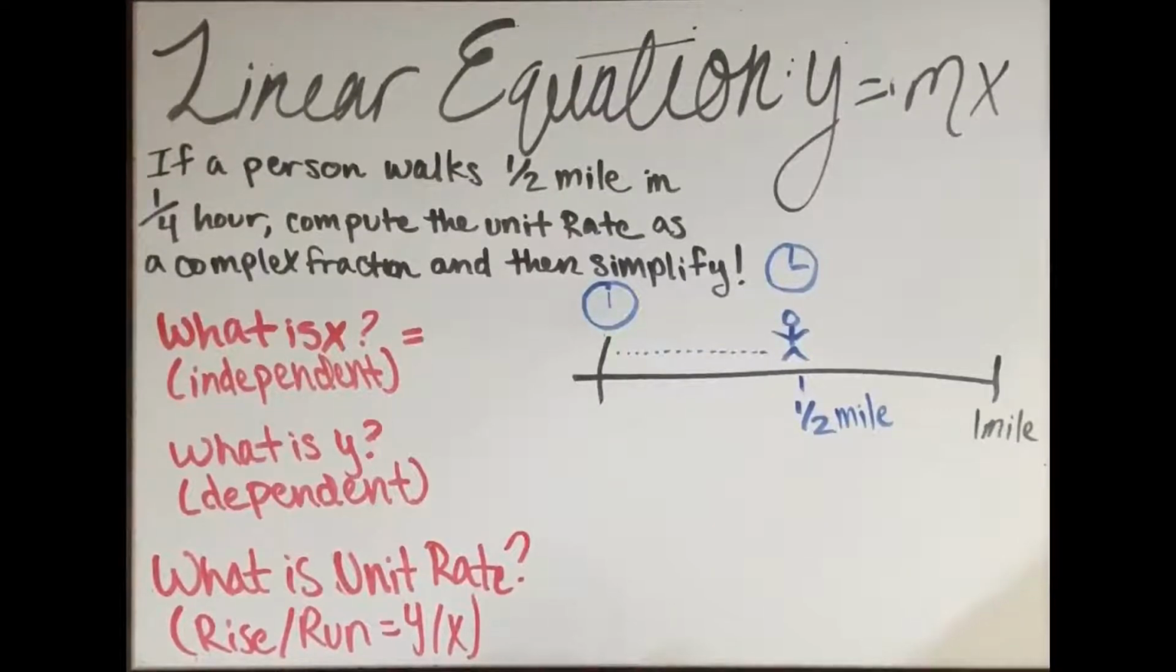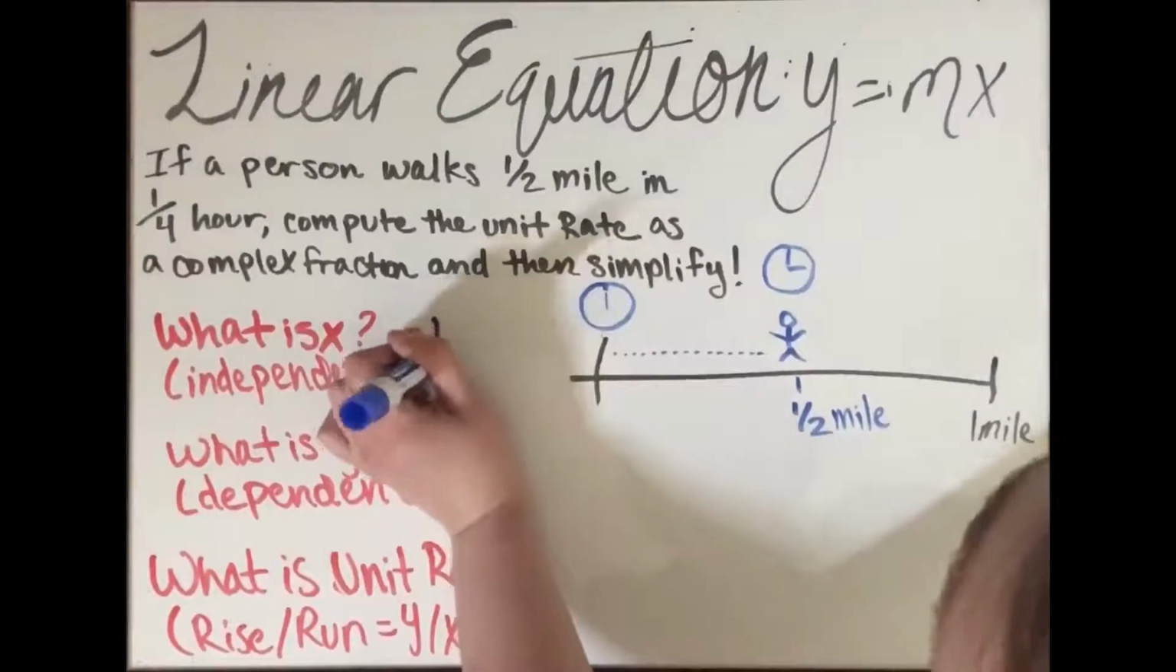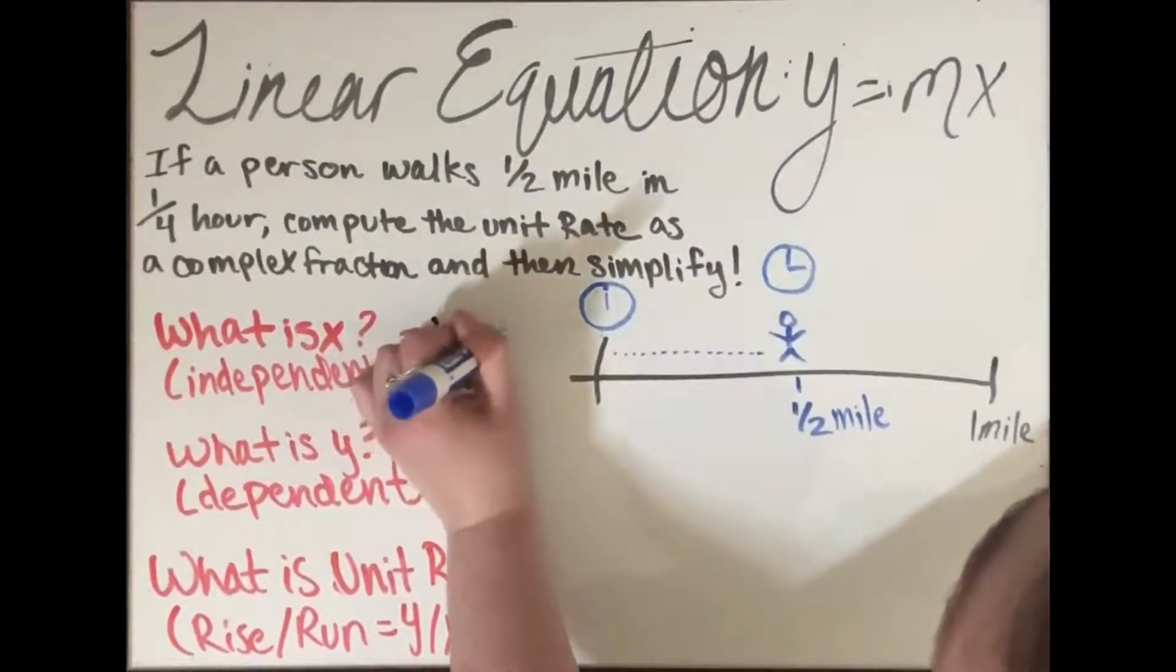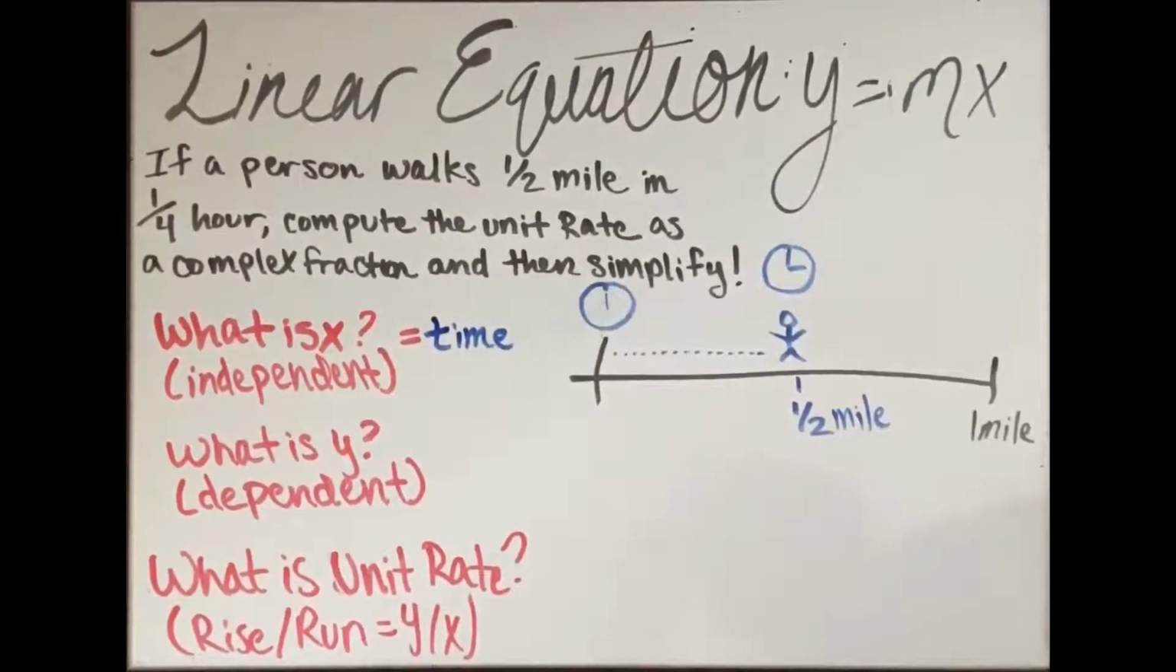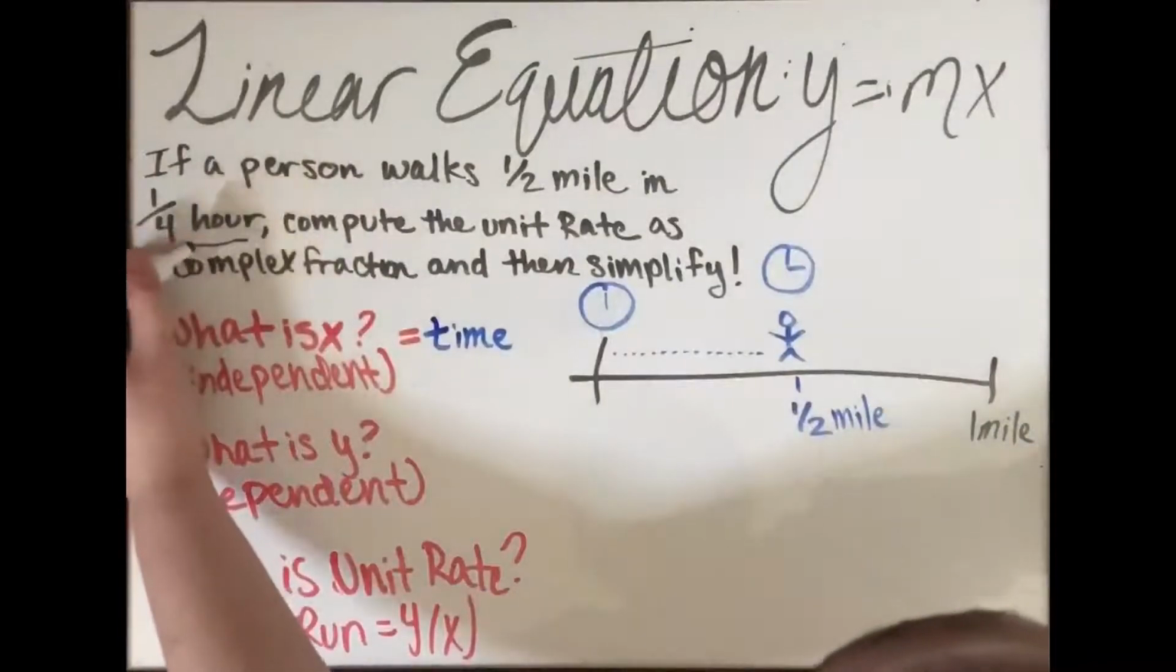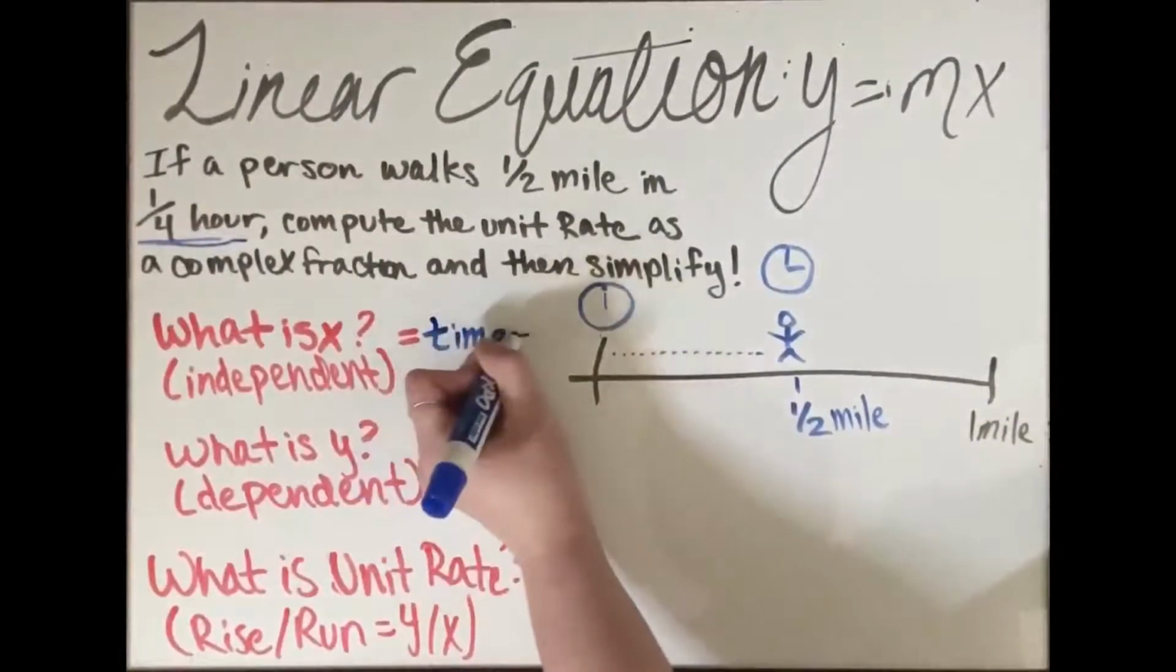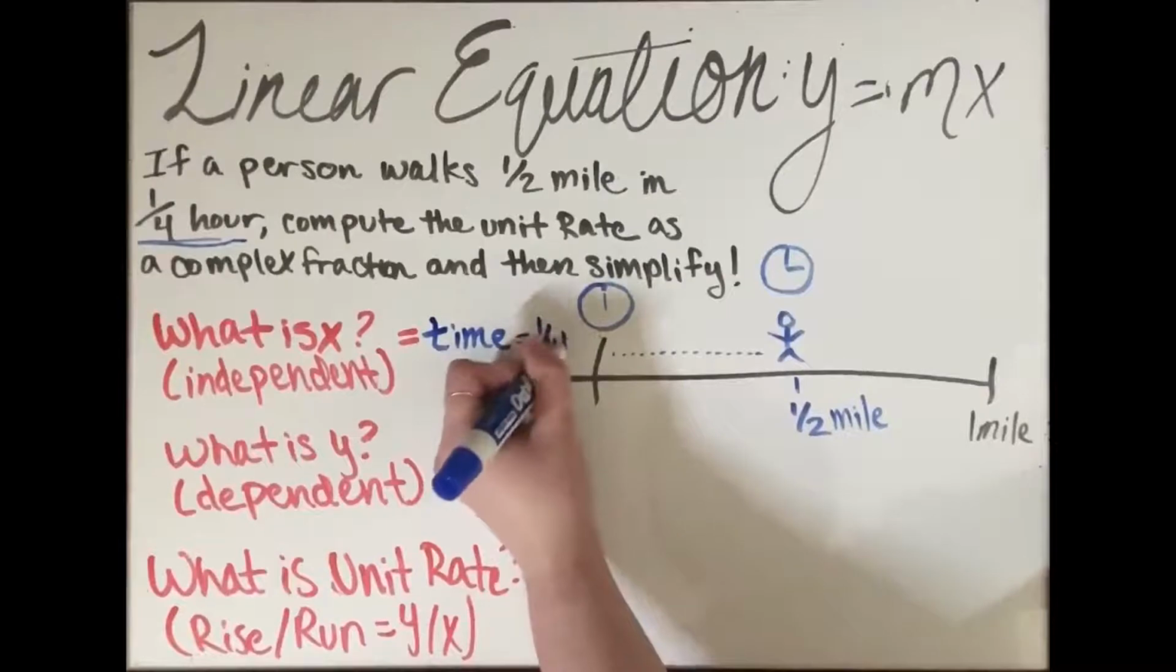One thing I mentioned last time is that time is always an independent variable because time always, always, always goes on. Regardless of where you're walking, what you're shopping, how much your cans cost, it always goes on. So for this problem, what is the x variable? It is time. And what is the value for time we have here? We have 1/4 of an hour. So time equals 1/4 hour.